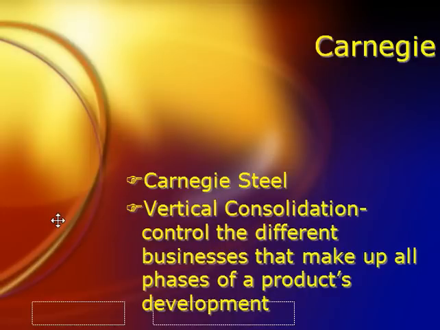So again, he founds Carnegie Steel, and he uses vertical consolidation to essentially create a monopoly on the steel business. And vertical consolidation is you control the different businesses that make up all phases of a product's development. For example, if there is a lumber company, and if you want to practice vertical consolidation, you are going to go purchase the land the trees are on. You're going to purchase the company that would cut down the trees. You're going to purchase the company that would transport those trees. You're going to purchase the company that owns the sawmill, and essentially you're going to control all phases of production so that it is very cheap to produce that product. So that would be vertical consolidation.